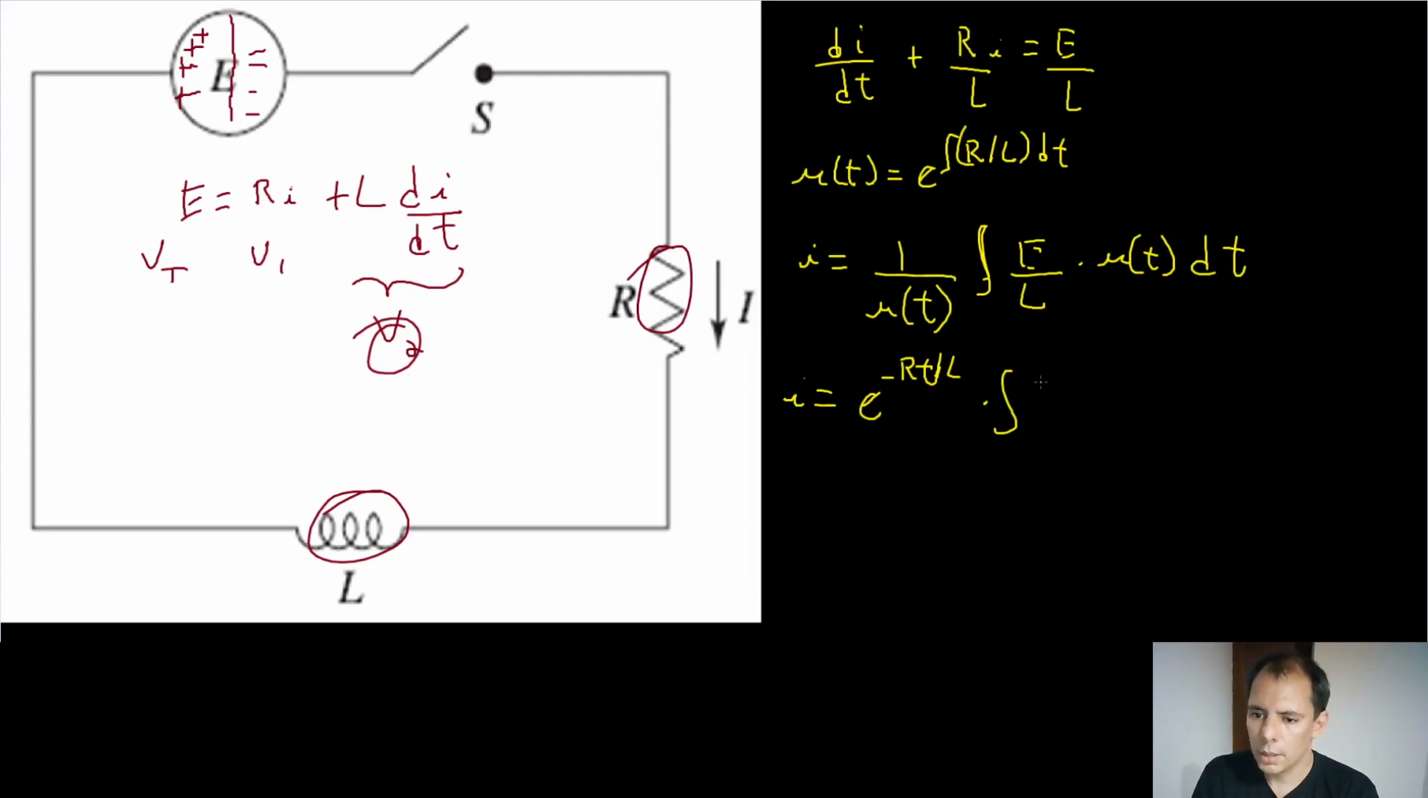Well, yeah, it'll be E divided by L and times that stuff, which is E to the integral of, well, it's just going to be the same thing, right? It's going to be E to the RT divided by L. So you have to integrate that dt. That will be the thing. Okay, this is just generic.